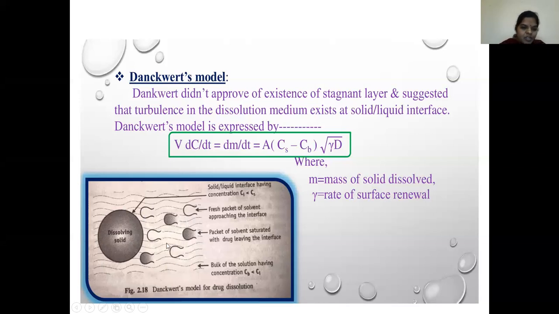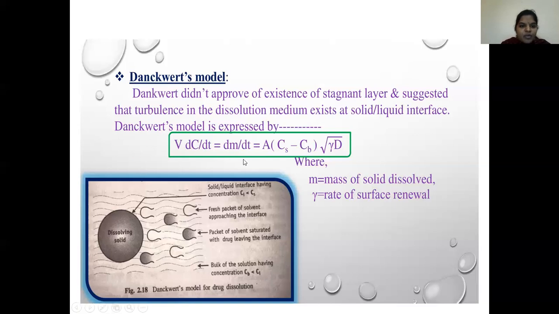Did you clearly observe? Did you notice the difference between the Danckwerts model and the diffusion film layer theory? Here the formation of packets of solvents will happen. The drug will enter into the solvent packet in the bulk of the solution. At the solid liquid interface, the concentration of the drug will be more than in the solution, and in the bulk of the solution the concentration of drug will be less than the concentration of drug at the interface.